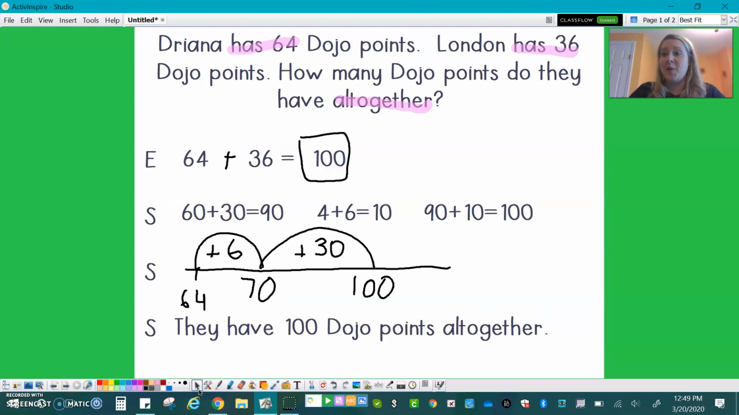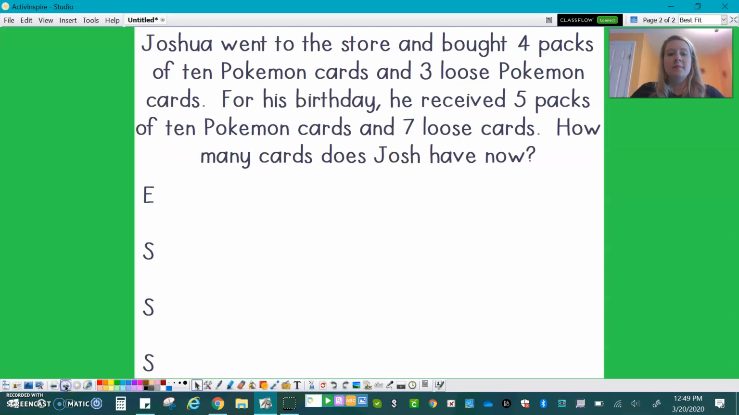Now I'm going to display another problem, and I want to see if you can go ahead and use my strategy to try and solve it. So here it is. Joshua went to the store and bought 4 packs of 10 Pokemon cards. So that's your 4 tens, which is 40, and 3 loose Pokemon cards. So what number would that make? 43, correct. For his birthday, he then receives 5 more packs of 10 Pokemon cards and 7 loose cards. So how many would that be? 5 tens and 7 ones would be 57. How many cards does Josh have now?